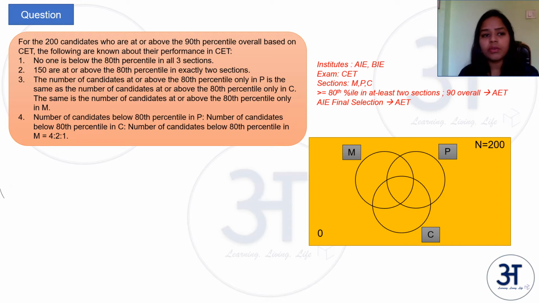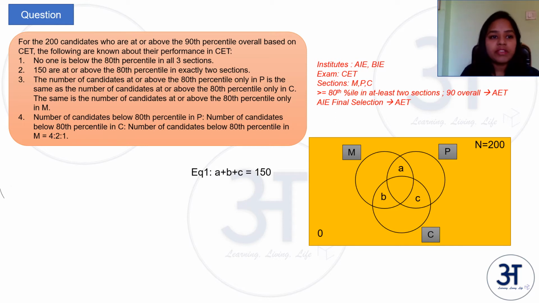Let's move to point 2. 150 are at or above 80th percentile in exactly two sections. So exactly two sections is this A, B and C, right? A represents that section where it is common to M and P. Similarly, B represents common for M and C, and C represents for P and C. So these are those sections, and what is given about them? A plus B plus C is equal to 150. That is given. So that is our equation 1.